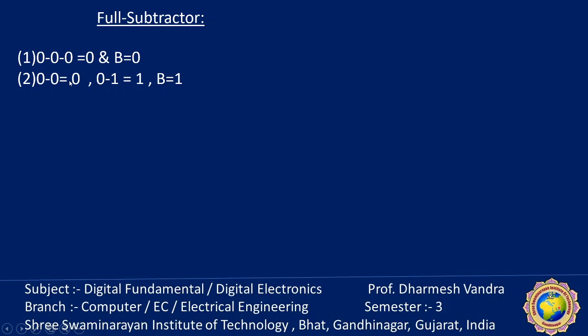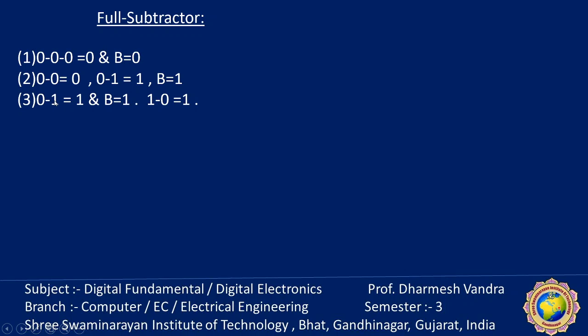0 minus 0 is 0, then 0 minus 1. Here the difference is 1, and a borrow is also required because a larger number is subtracted from a smaller number. The 1 is subtracted from 0. So borrow 1 is required in this condition. Third, 0, 1, 1.